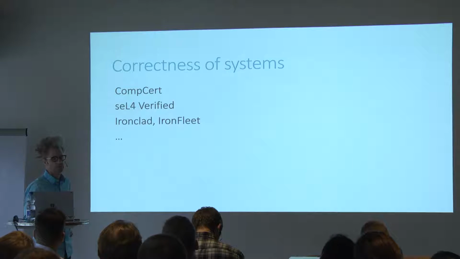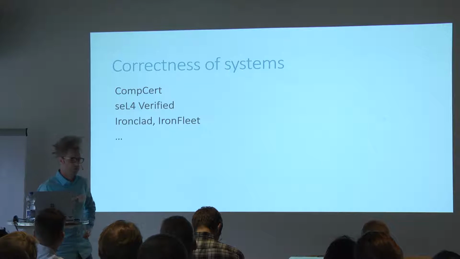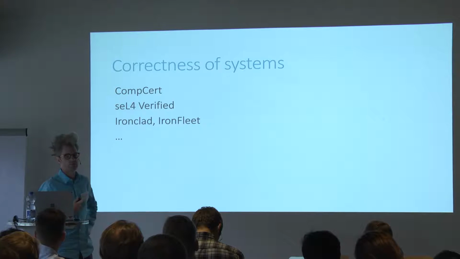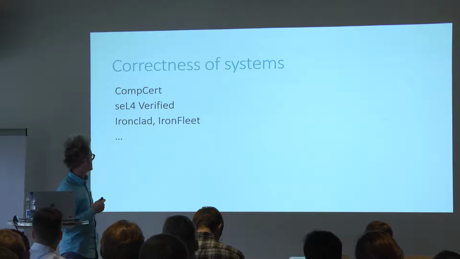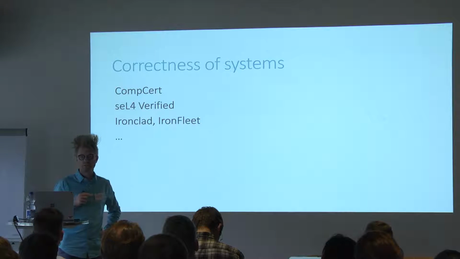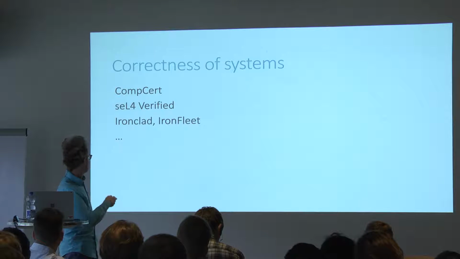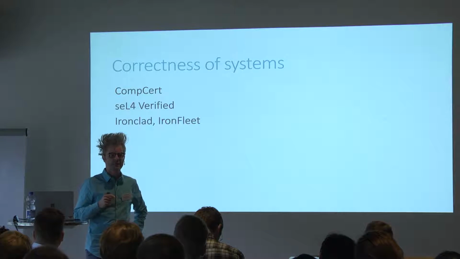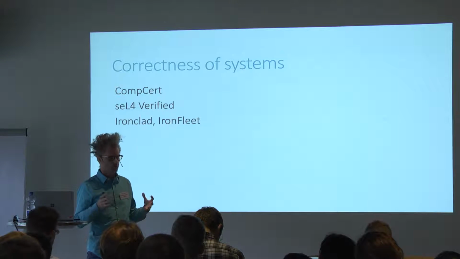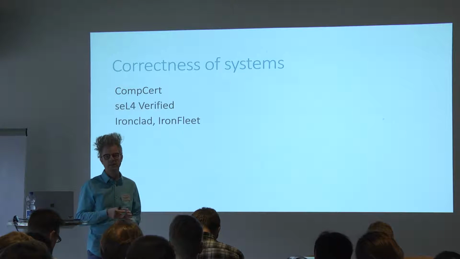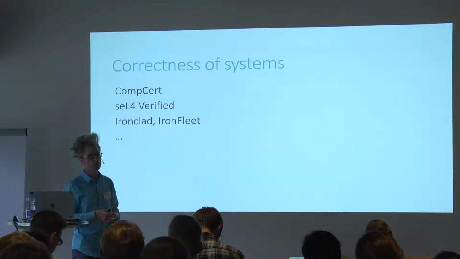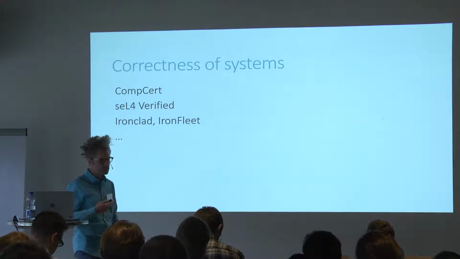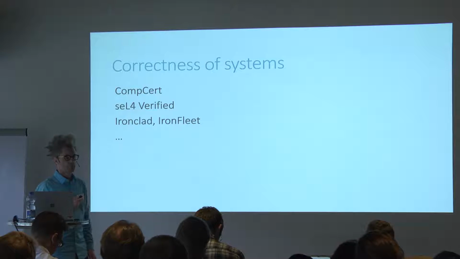And IronClad and IronFleet were two projects done at Microsoft Research for verifying end-to-end security of applications, both sequential and distributed code. Now, the difference between these that I've highlighted here is that the first two were done by formal methods experts, whereas IronClad and IronFleet were done by systems programmers. Actually, one of them had expertise in formal methods, but the others were just regular systems programmers who come in and use specifications, use proofs, and so forth in the tool. So the fact that they can use tools like this, I think, shows that we have come a long way from where we have been.